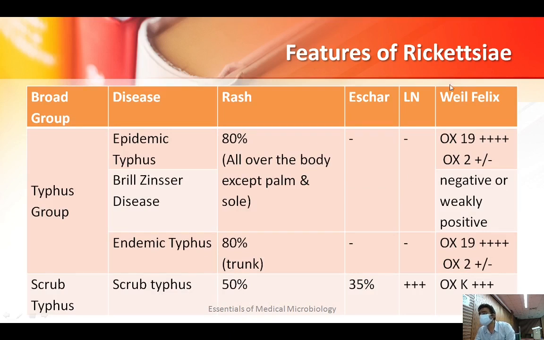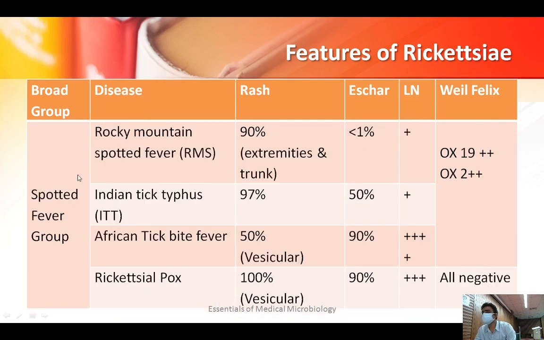The most commonly used test for diagnosis of this Rickettsial fever is the Weil-Felix test. In the Weil-Felix test, we are trying to detect antibodies to the different antigens of Rickettsia. The antigens are OX19, OX2, OXK. If OX19 is positive, with OX2 positive or negative, it may be either epidemic typhus or endemic typhus, because both are the same. But in scrub typhus, only OXK comes out positive. And in spotted fever group, both OX19 and OX2 should be there.